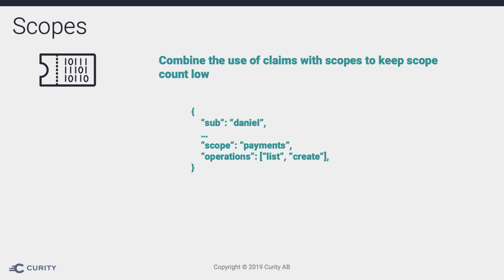So this client is allowed to do both list payments and create a payment, but perhaps not allowed to delete payments or things like that. And the union of these two parameters or claims is then the full permission of this client. And when we combine it with user claims, we get even more granular access control.